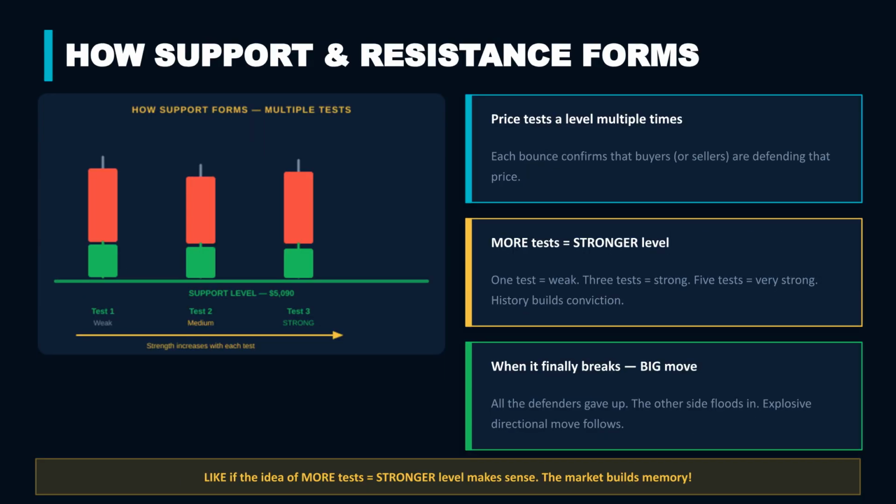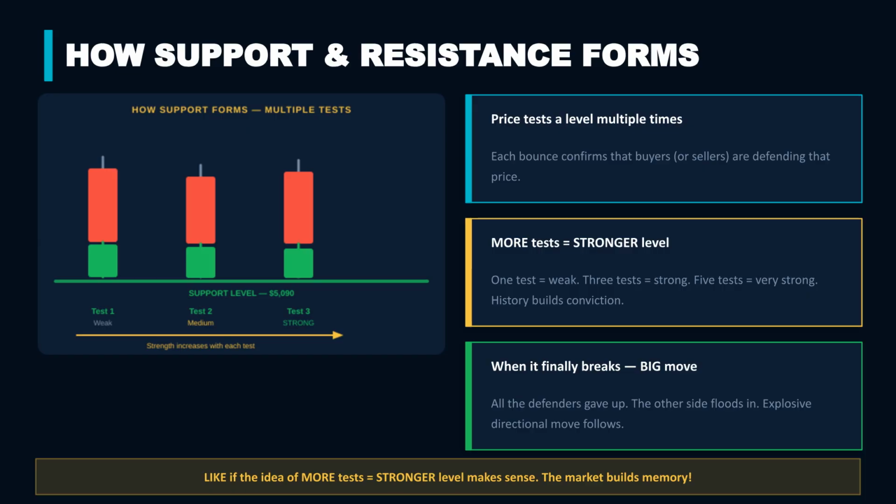Here's how these levels are created. Imagine price is falling. It hits a level at $5,090. Buyers see that price and say, that's a good entry. They buy. Price bounces back up. Then a week later, price falls again. It gets to $5,090. Same buyers remember last time. That's support. They buy again. Price bounces again. Then again, a week later, price falls to $5,090. Same thing. Buyers pile in. Price bounces. Now traders all over the market are looking at this chart and thinking, price has bounced off $5,090 3 times. That's a strong support level.